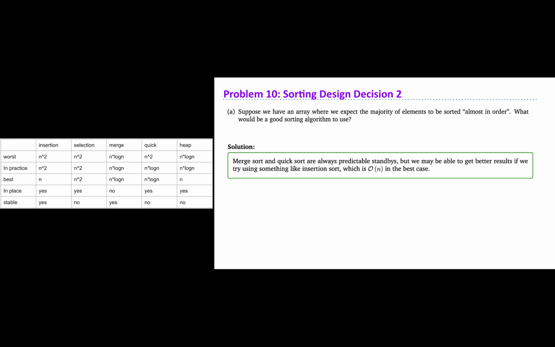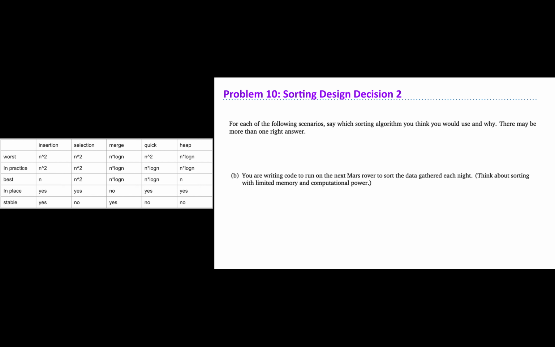Okay, let's go through this next problem here. For this problem, we have this prompt. We're writing code to run on the next Mars rover to sort the data gathered each night. So this is all the information that we have, but we have this hint here: think about storing with limited memory and limited computational power. So in this case we have two things that we care about. We want memory to be good, and we want the computational power to be good.